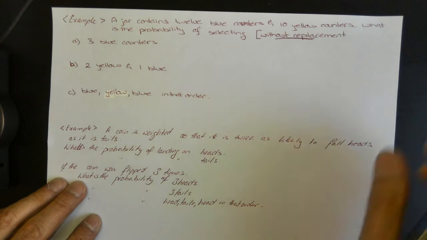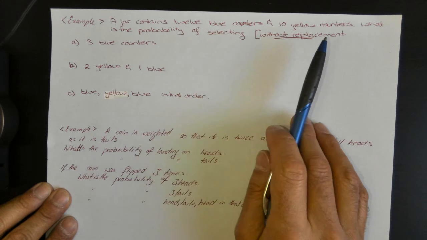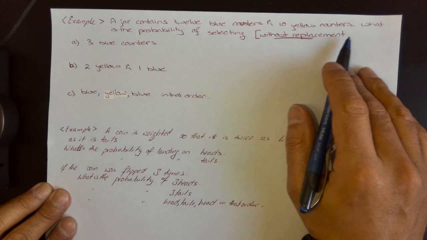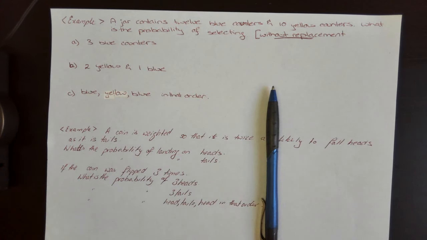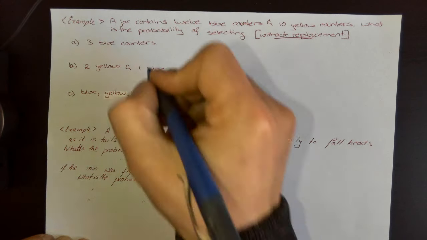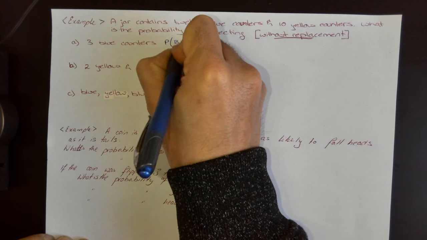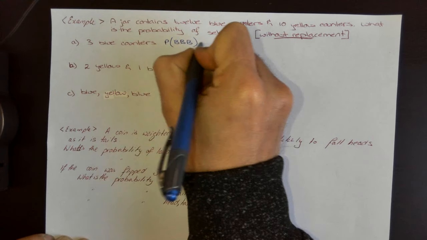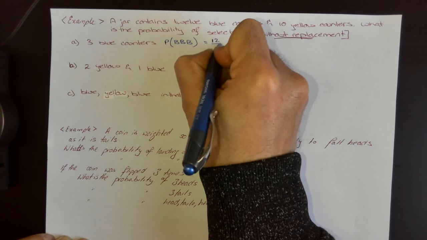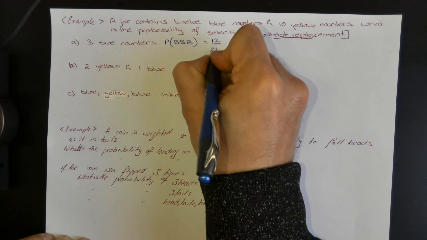Let's look at 2 more examples. A jar contained 12 blue counters and 10 yellow counters. What's the probability of selecting, without replacement, 3 blue counters? So we're getting blue counter, blue, blue. I start with 12 blue counters, and I have 22 counters altogether.